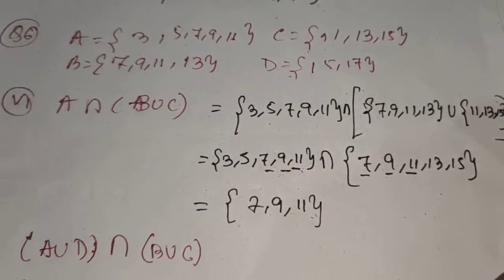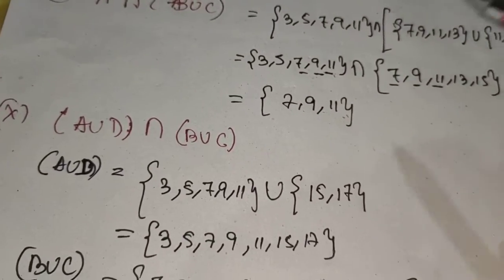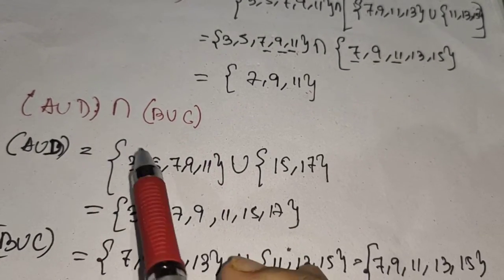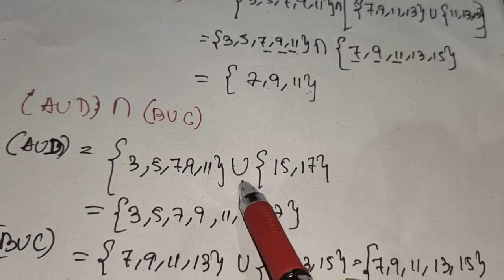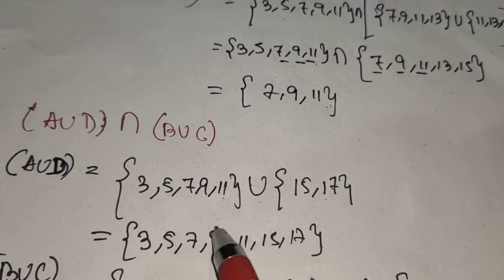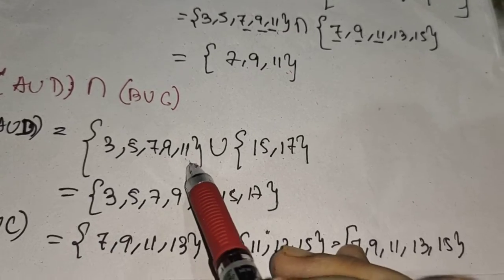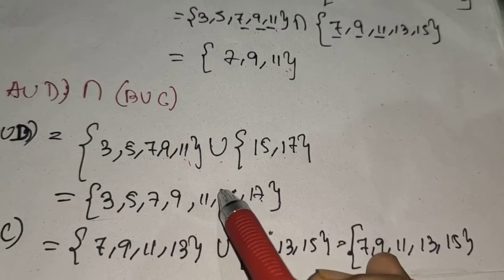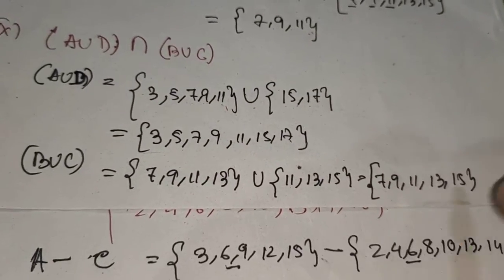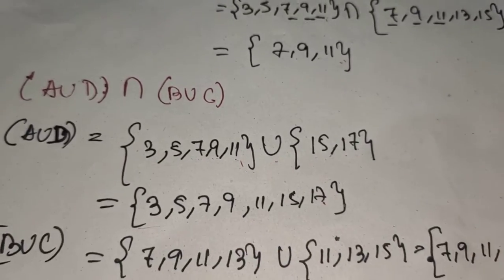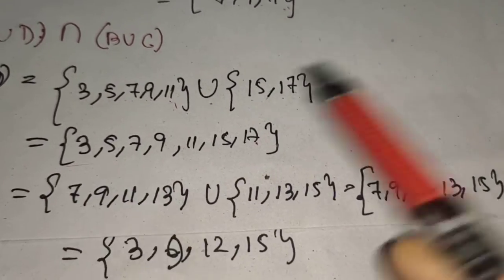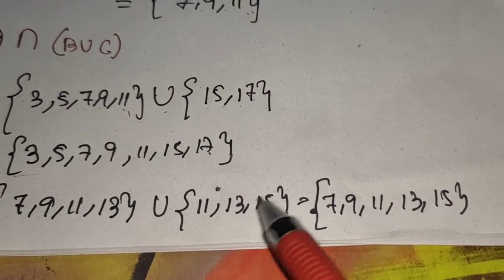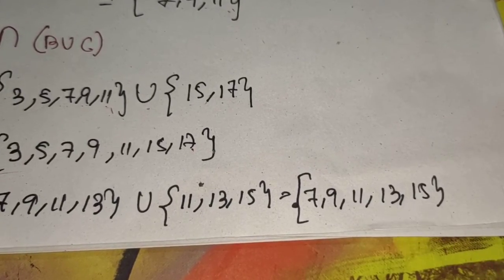This is the answer. Now the next question is we have to find out the value of A union D intersection B union C. So what is A union D? 3, 5, 7, 9, 11 union 15 and 17. So when we are doing union, whether there is any common value or not is not needed. So you write down all the elements together. Just check that we should not write the repeated elements. Now here B union C is 7, 9, 11, 13 union 11, 13, 15. So it will be 7, 9, 11, 13 and 15.